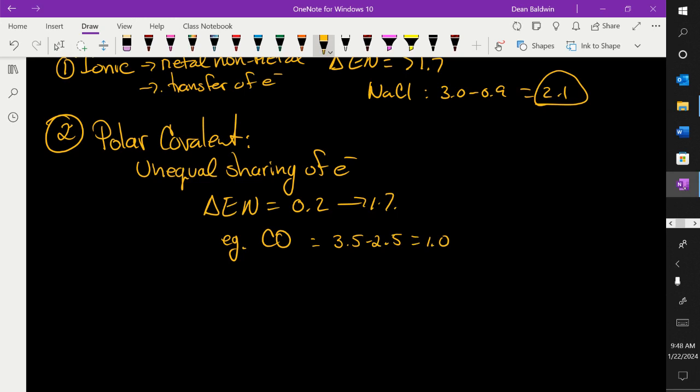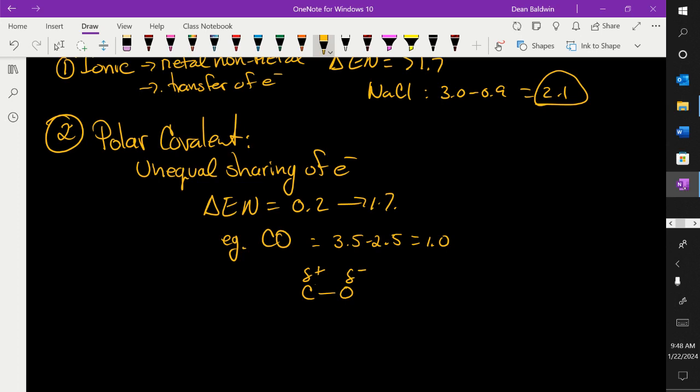In other words, the oxygen pulls the electron density away from carbon. So you remember this, the partial positive, partial negative charges? It pulls more of the electrons away from the carbon.